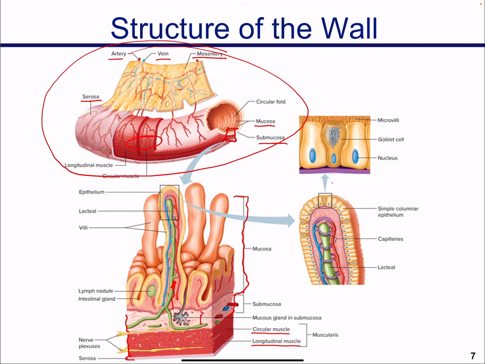Now, when we zoom in right here, we see actually some veins, arteries, or venules, and then we have the capillaries. So we have a capillary bed, right? And which means that, by the way, these are arterioles and these are venules, all right?